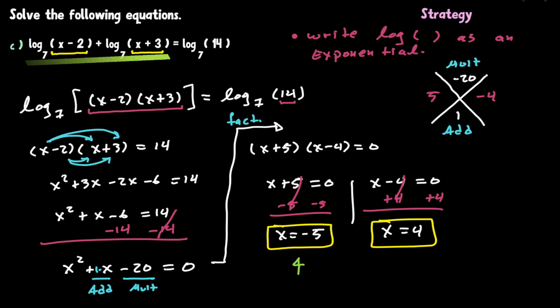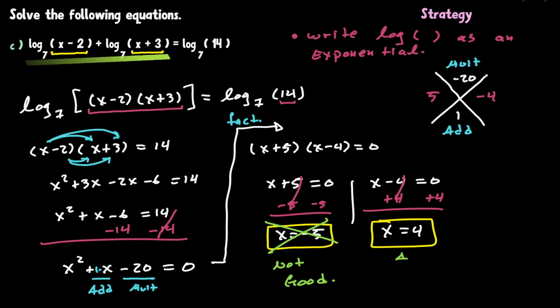When we consider the value of x equals negative 5, notice that when we plug it in here, in our first expression, that's going to give us a problem. We are going to end up with a negative inside the log. We can never evaluate a negative number inside of a log, so we're not going to consider this value.